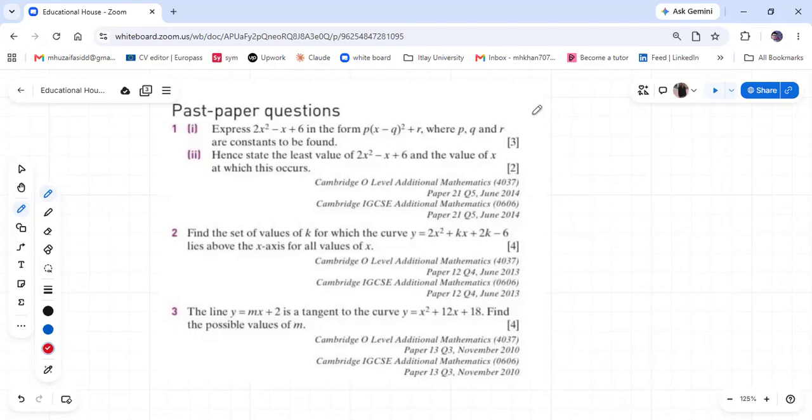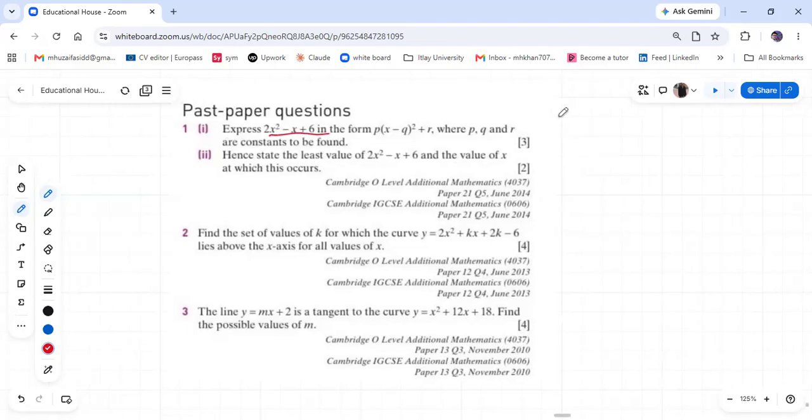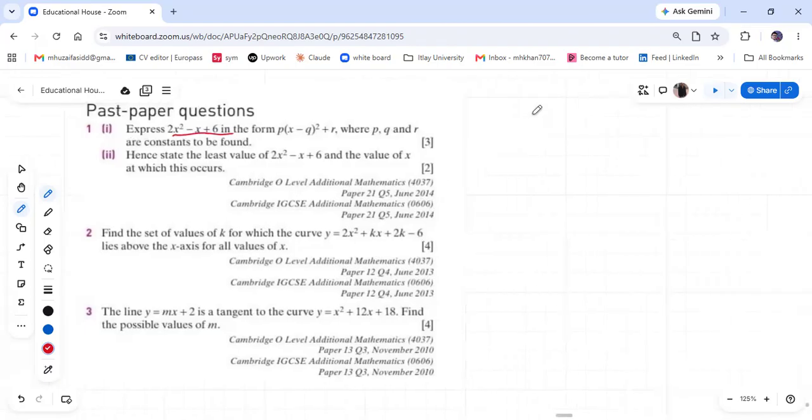Constants to be found. So our question is what? Again, look at it here. This is 2x squared minus x plus 6. But from here you can note that our answer is in square format.